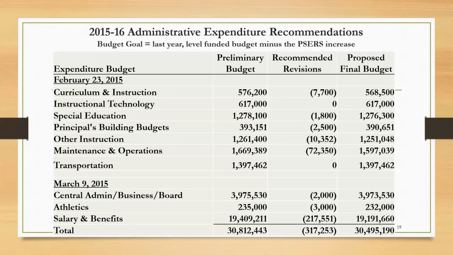Other instruction, we budget money every year for our students that go to the technical school, the Berks County Technical School. When that budget came out, we anticipated a $10,000 higher budget. When the final numbers came in and they approved their budget, it came in $10,000 less. So because of that $10,000 less, from the $1.261 million to the $1.251 million, we were able to reduce that BCTC budget by $10,000. Maintenance operations, we were able to save $72,000.